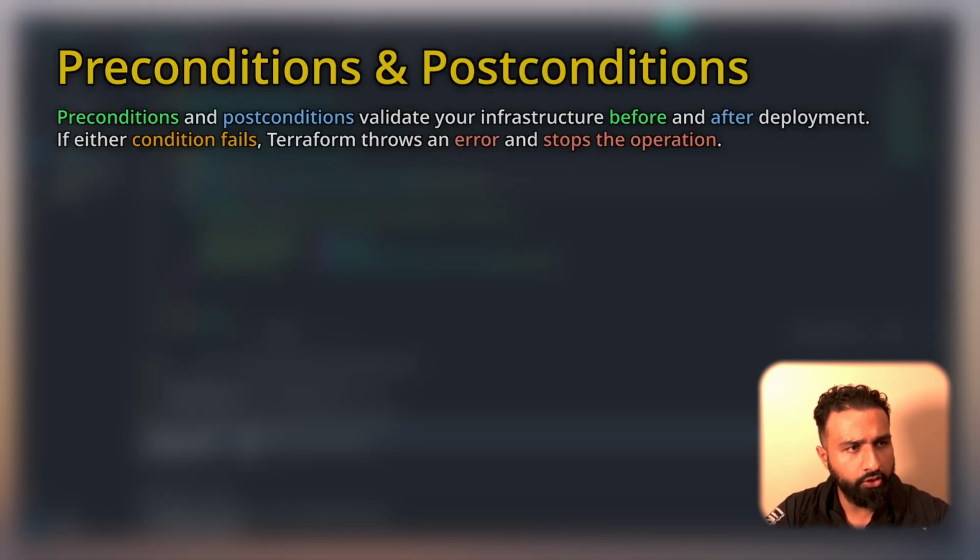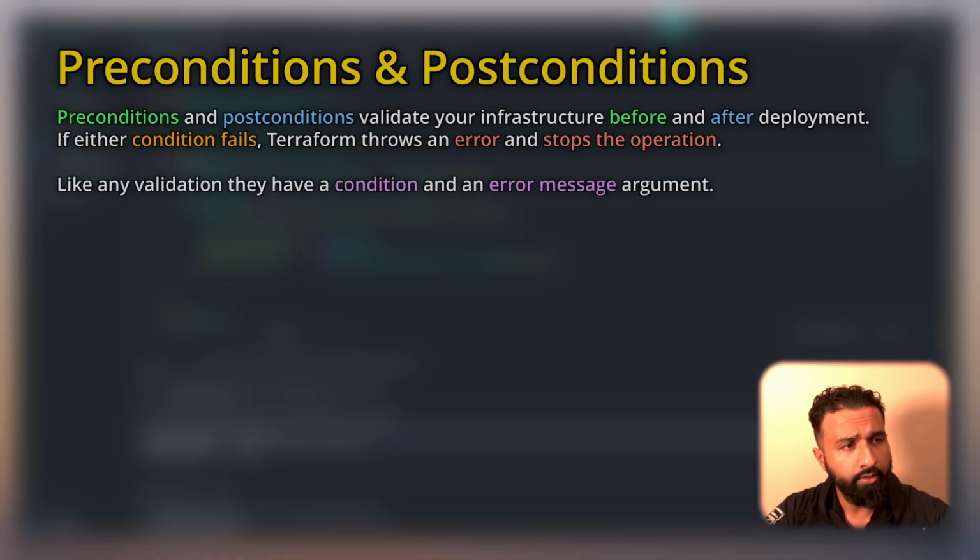Pre and postconditions are built on the same validation concept we already learned. Just like variable validation and check blocks, they have a condition and an error message. The difference is where they're used. Instead of validating variables, they validate resources and data sources as Terraform runs. Both live inside a lifecycle block. The lifecycle block is what's referred to as a Terraform meta argument. We'll unpack meta arguments shortly. For now, let's focus on these conditions.